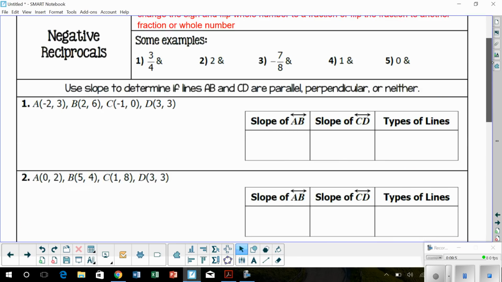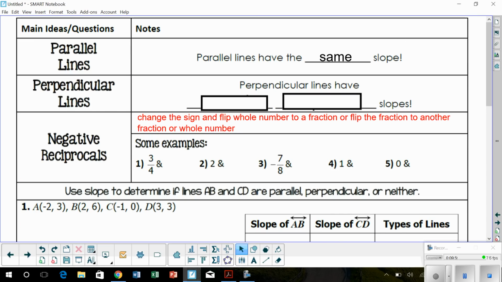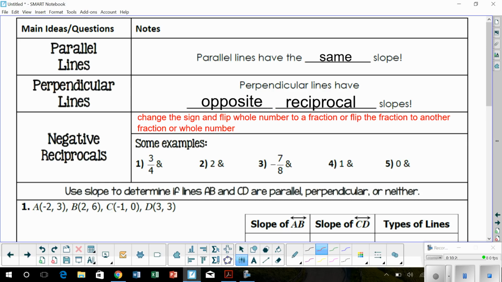Okay, perpendicular lines have the opposite reciprocal slopes. So change the sign and flip a whole number to a fraction, or flip the fraction to another fraction or whole number. That's right. So if we look at number 1, it's positive, so we got to make this one negative, and then you flip it.